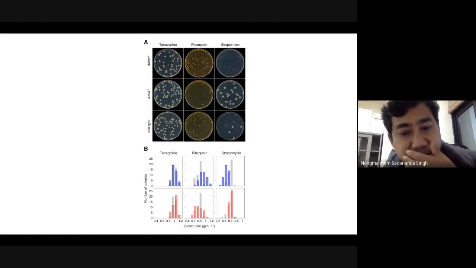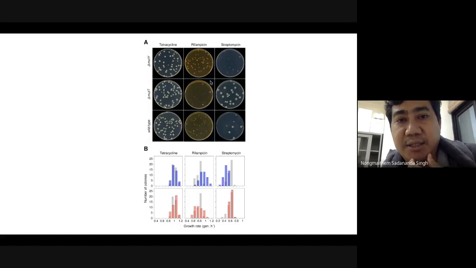So here is one example. This is basically picked up from a research paper itself. What you are seeing here is the organism wild type is looked into for its mutability, under the treatment of tetracycline, rifampicin, or streptomycin. These all affect slightly different pathways.